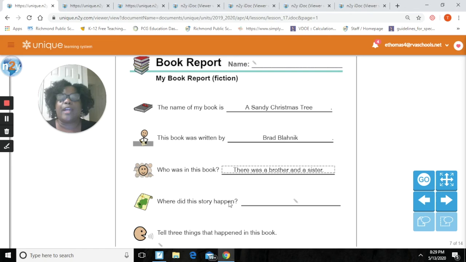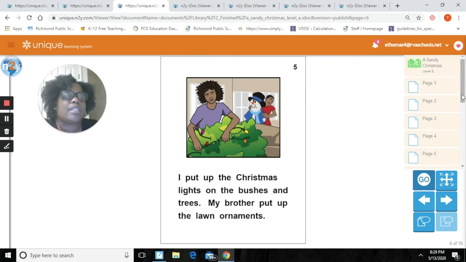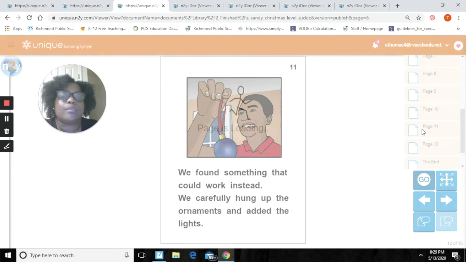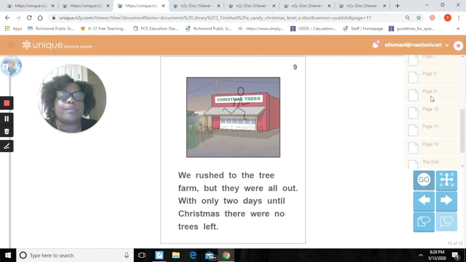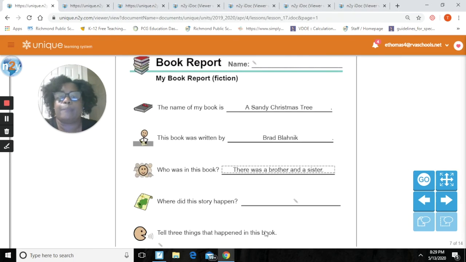Now it says, where did the story happen? You can look at your pictures to determine your setting, okay? I forgot to mention that in our last book. But look at your picture to determine where the story took place. They look like they're in a house, right? But where else? If we go down in our story, where did they go? They had to go outside to get the tree, right? So this story took place inside of a house and outside, right?